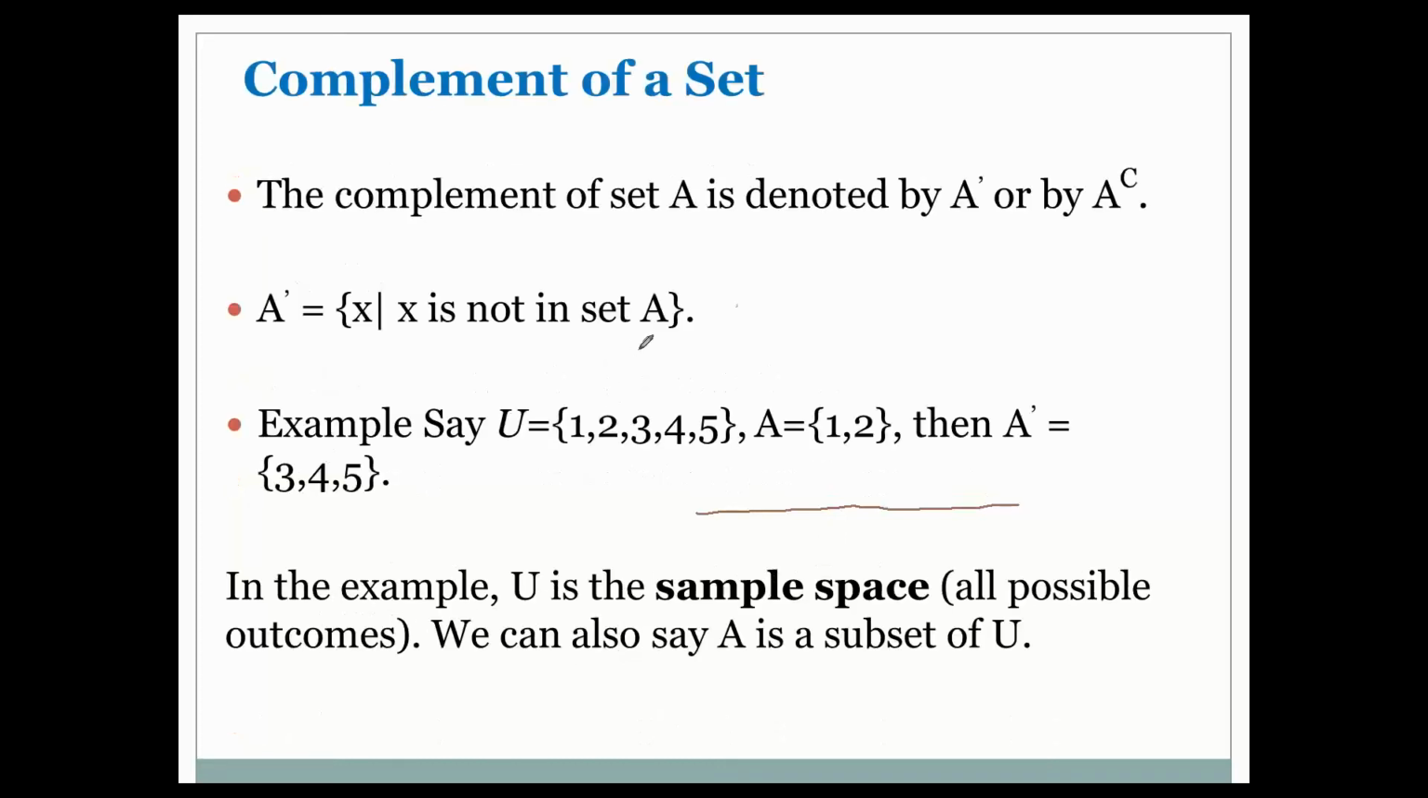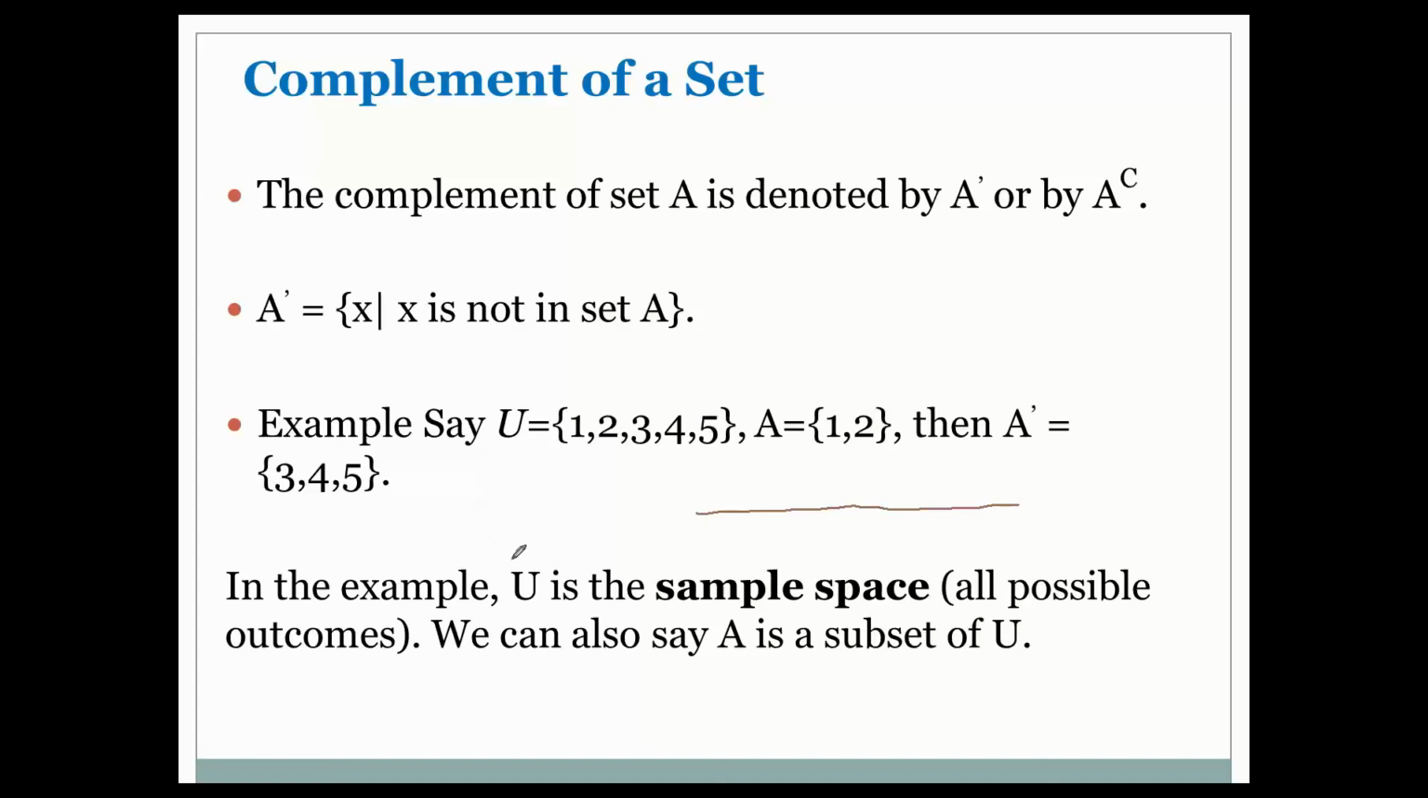Complement. The complement of a set is denoted by putting this little apostrophe here or putting the C up there as a superscript. And a complement is X given that X is not in set A. For an example, say that this U right here is our universal set, 1, 2, 3, 4, 5. And then A is a subset. It has 1 and 2 in there. Then the complement would be 3, 4, and 5.